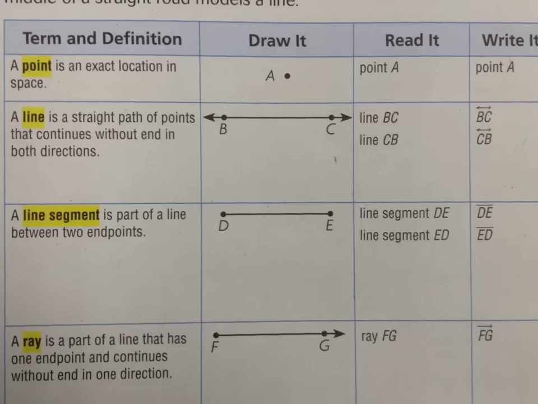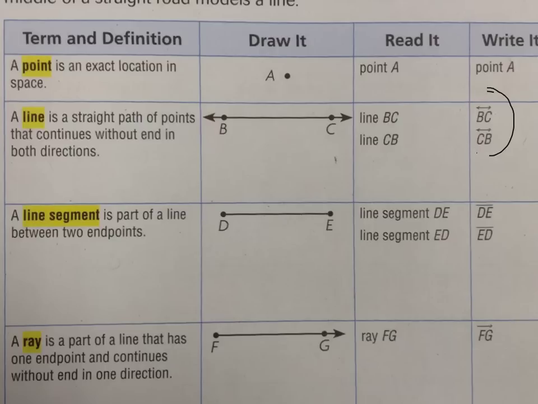A point, it just looks like a dot with a letter on it. And the next three are actually the most important because you're going to have to draw some of these and identify these. So a line is a straight path of points that continues without end in either direction. So basically it goes on forever in both directions. And what's really important here is to look at how it is written, and that is right in here. And the reason that's important is because if it asks you to draw BC and it has that symbol over top, the little arrow or the little line with two arrows on it, that means you need to draw a line that looks like the draw it section.